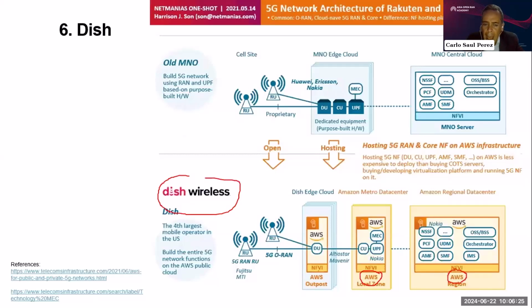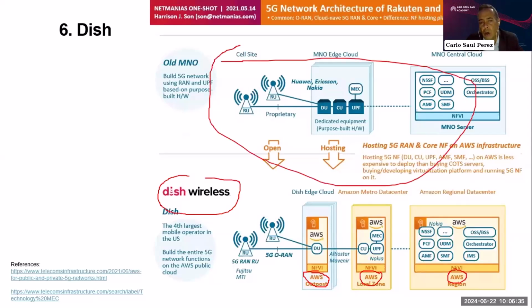As you know, this AWS is Amazon Web Services. So instead of deploying a traditional core network using a private network of their own, they decided to deploy all of this using this public cloud infrastructure, as you can see here on this slide.